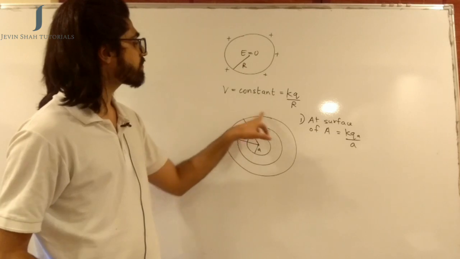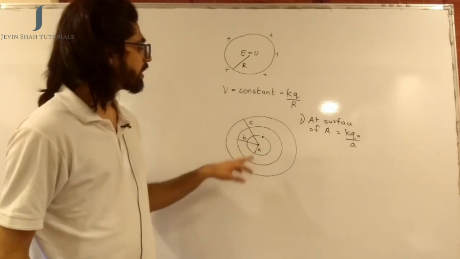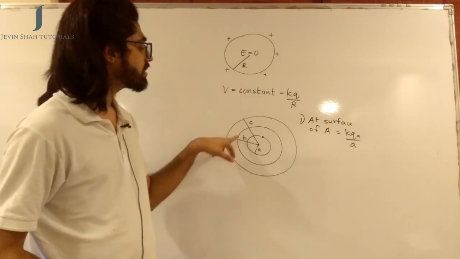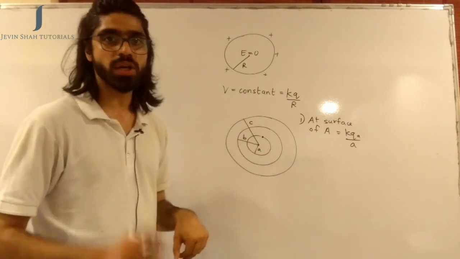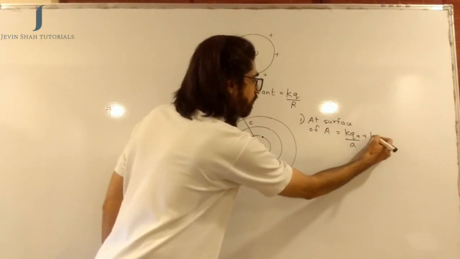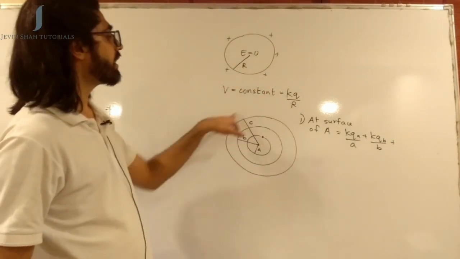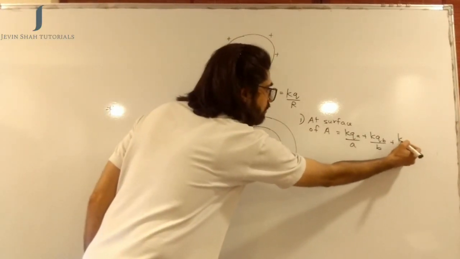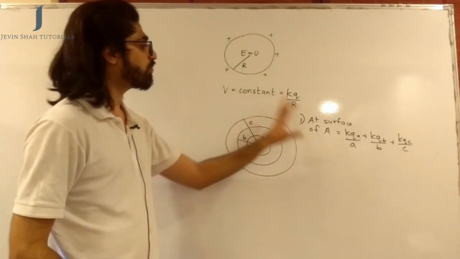But now consider the sphere B. The sphere B is outside the sphere A. So when you talk of the surface of A, any point on the surface of A is inside the sphere B. And because of the sphere B, the potential at an interior point will be the same as that on the surface of B, which is KQB by B. So plus we will go for KQB by B. Similarly, that point is in the interior of C also. So at this point, the potential because of C will be KQC by C. So this is going to be the potential at the surface of A because of all the three spheres.